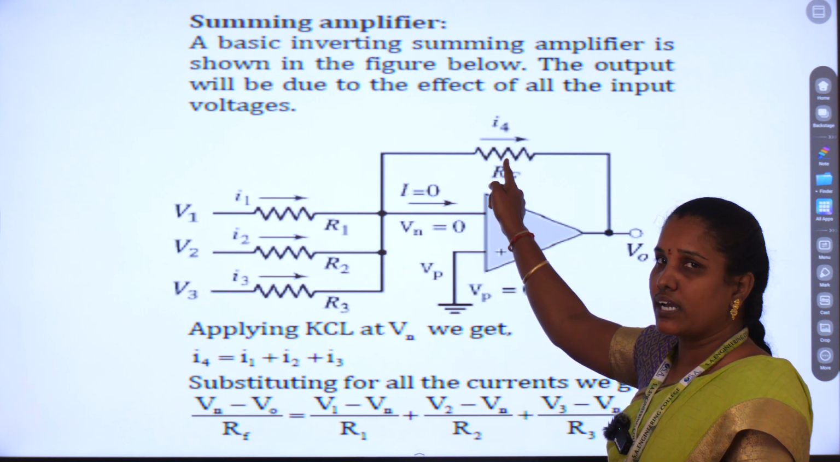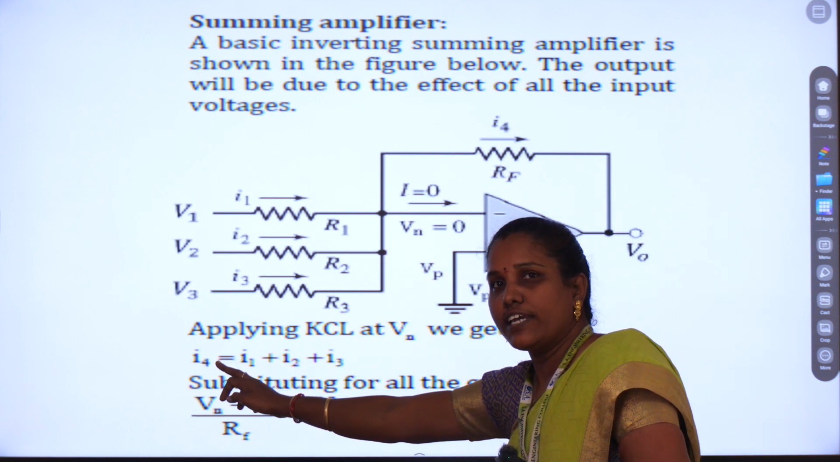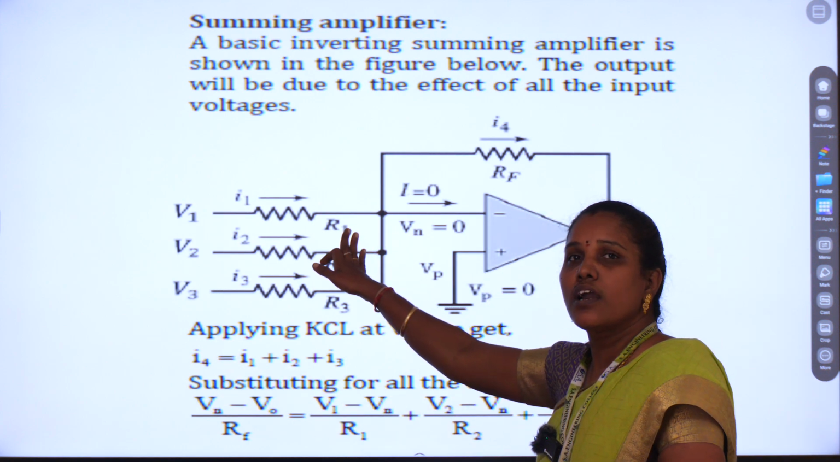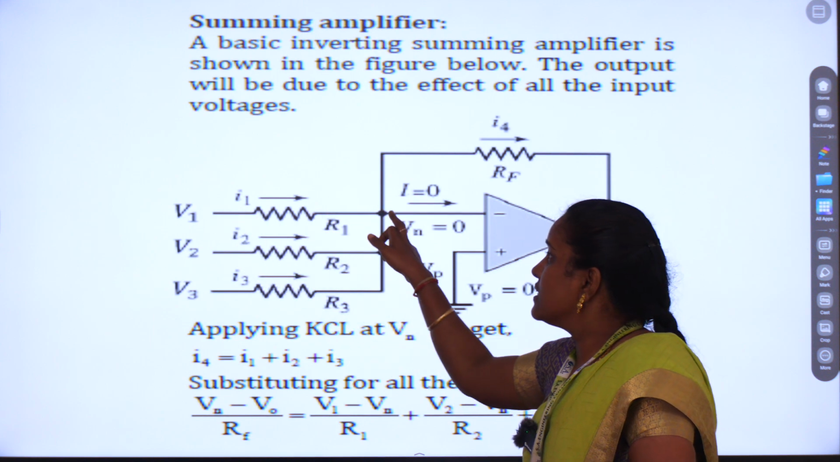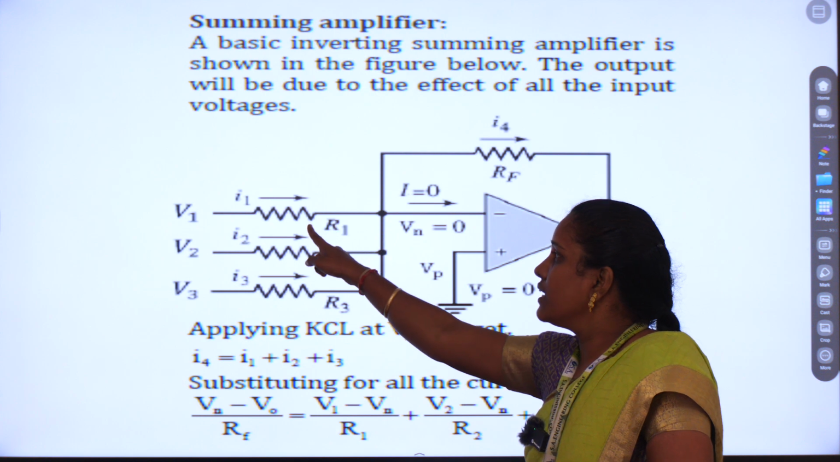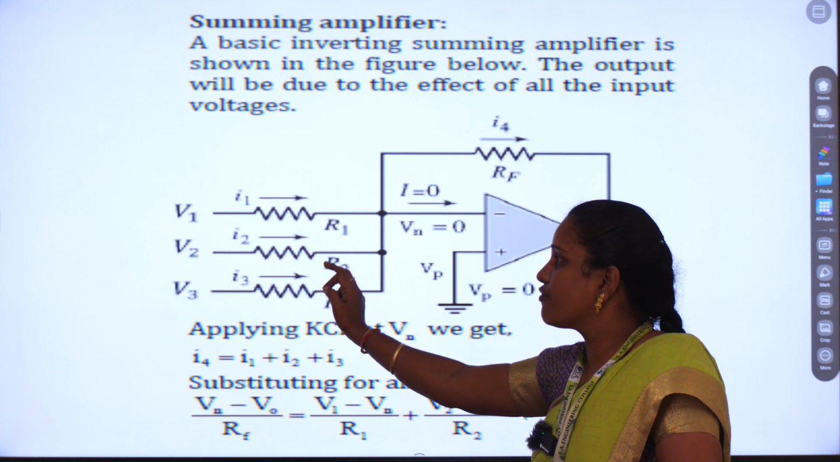That means the feedback current, Rf or If. Now you want to substitute. So how can you find out this value? Means V1 minus this node voltage, which is 0. V1 minus V2 divided by R1. This is that I1.